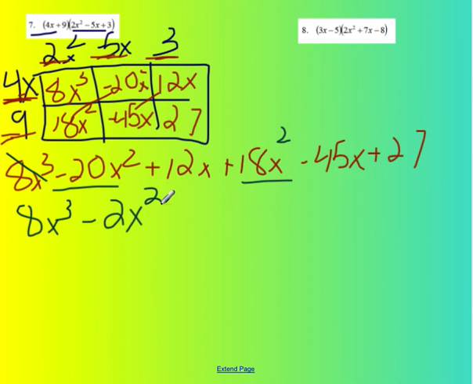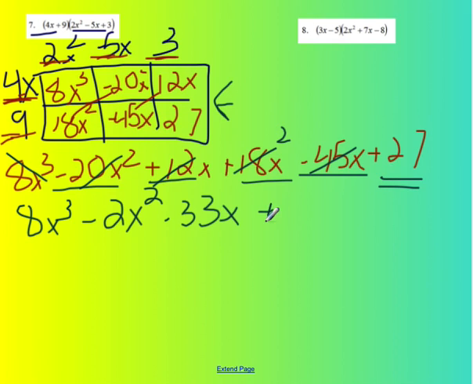Notice when I added those two together, I did not add my exponents. When we're combining like terms, we do not change our exponents. 12x minus 45x is going to give us a negative 33x. Again, keeping that exponent the same. When we did it up here, we were multiplying. That's why the exponent changed. Now we're adding, so our exponent is going to stay the same. And finally, we're going to add 27 to the end.